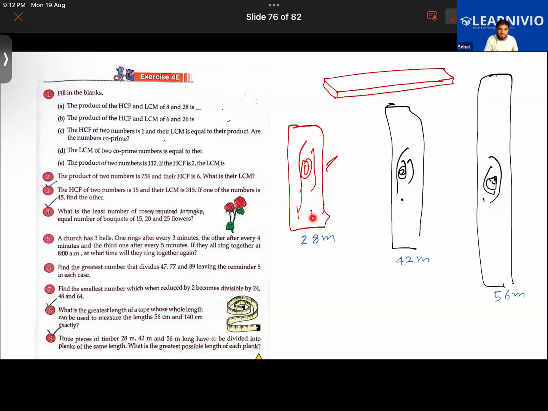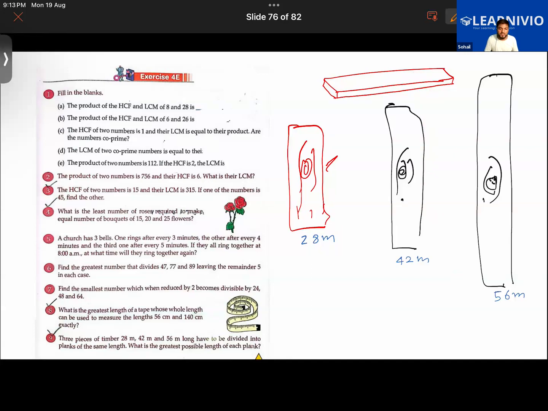Whatever the number of wooden planks you're able to carve out from this or from this or from this, all of them should have the same length. As the question says, three pieces of timber have to be divided into planks of the same length. So you are going to carve out the maximum number of planks from each. Whatever is the maximum number of wooden planks that can be cut from the timber, we will try to do that. But all their length has to be same.